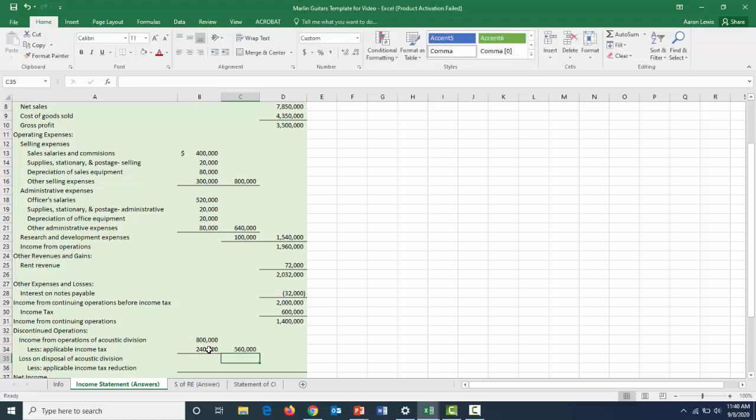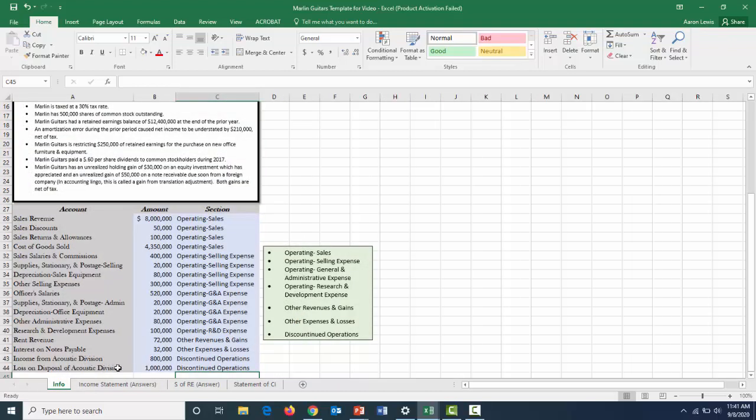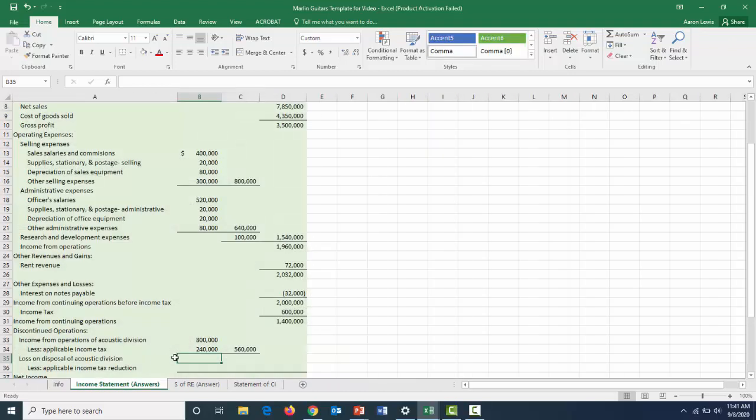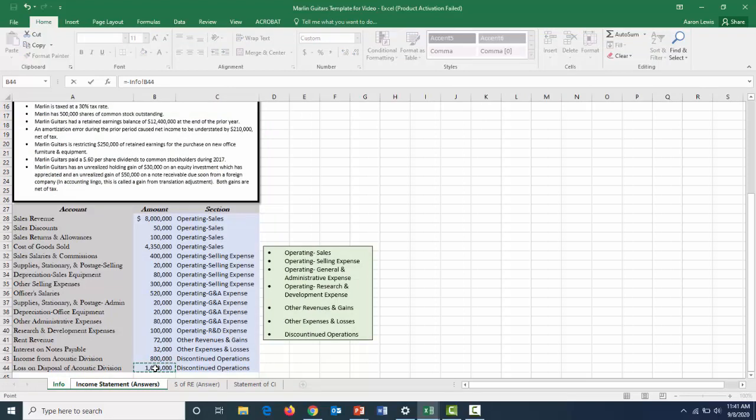Next up, we have a loss on the disposal of the acoustic division. So we had machines. We had stuff that was only there to make acoustic guitars. Well, we're not making those guitars anymore. We don't need them. So what are we going to do? We're going to sell them. And if we're selling them at a price that's less than what our books say they're worth, our company's going to experience a loss, which is happening to Marlin Guitars right here. If we go into our info, we see that their loss on the disposal of the acoustic division was $1 million. So what we're going to do is hit equals negative and go over to the info and find that $1 million and bring it over.